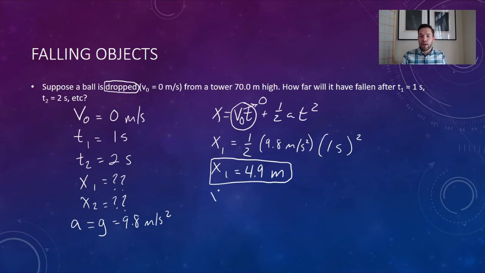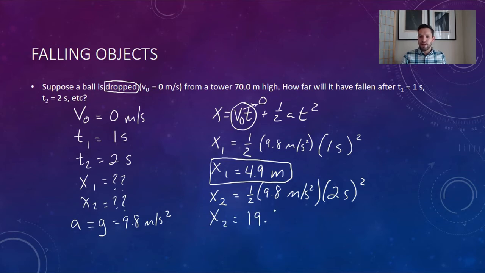Okay, cool. For the second part of this, it's the same equation. The only thing that is changing is we're putting in a different time for t. Here, 2 seconds. So 2 squared is 4. This is still 4.9. 4.9 times 4 is 19.6 meters. So after 2 seconds, it has fallen a total distance of 19.6 meters.